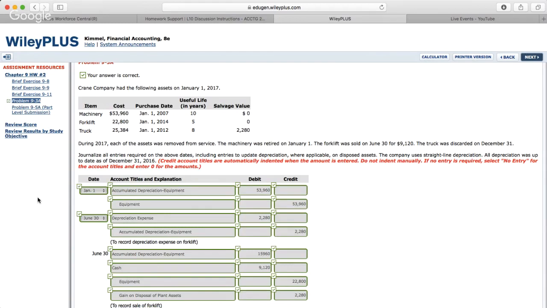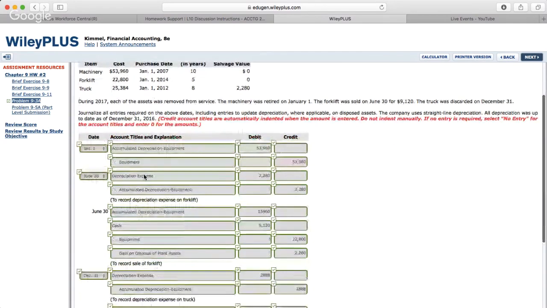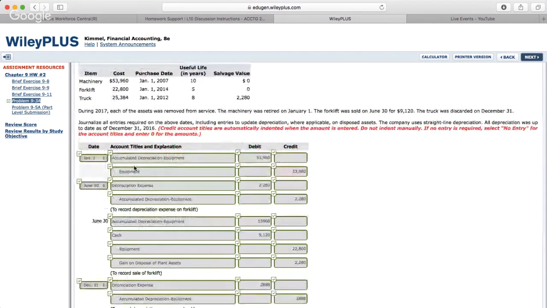On disposed assets, the company used straight line depreciation. All depreciation was up to date as of December 31st, 2016. Okay, so you start on January 1st, and your first two entries are going to be accumulated depreciation for equipment and equipment. So for equipment you would debit the 53,960 because that's what it cost, and then you would credit that for equipment.